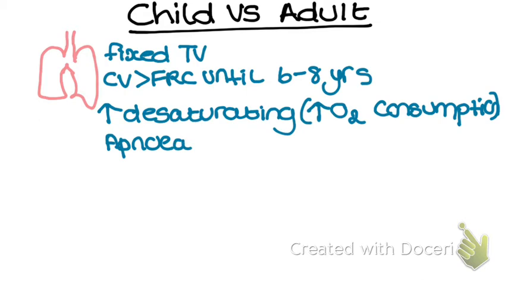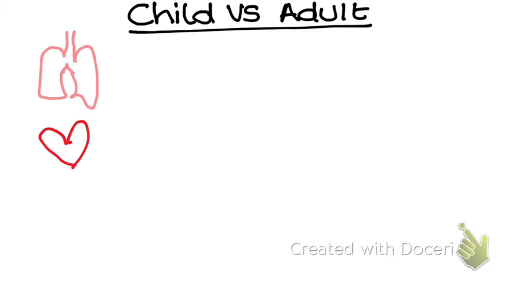So now let's move on to looking at the cardiovascular system. The circulating blood volume in a child is about 85 mL per kilo, whereas in an adult it is 70 mL per kilo. Children tend to tolerate bradycardia poorly, so it can result in cardiac arrest.